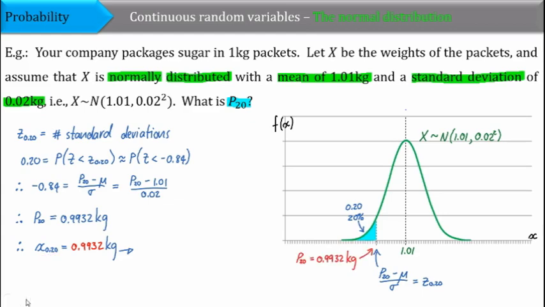So this is my x value. And I see that I'm on the right track because 0.9932 kilograms is below 1.01 kilograms, which makes sense because 1.01 kilograms separates 50% at the bottom from 50% at the top. But I'm only interested in 20% at the bottom, so that means my cutoff point will be less than 1.01 kilograms, and in fact it is 0.9932.